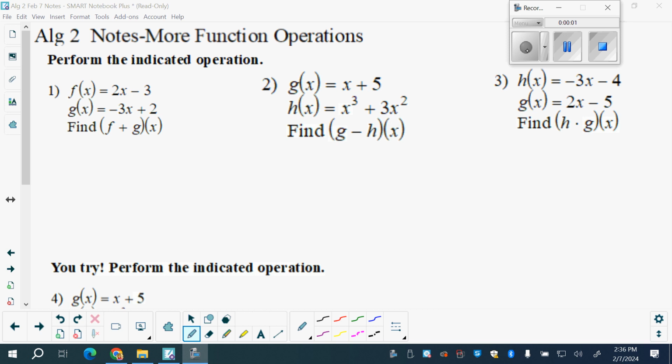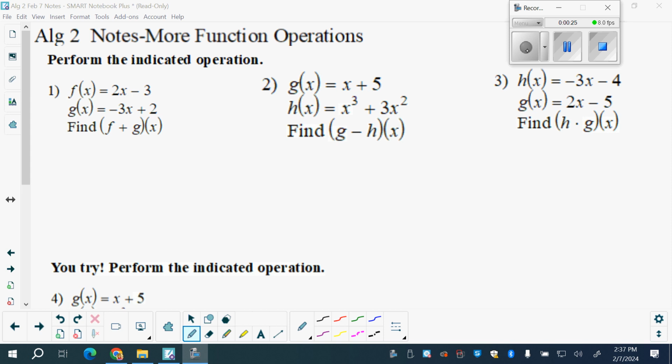Okay, today, second day on function operations. So on number 1 up here, what's different about this one from what we did yesterday? Instead of a number, we have just the letter X here, okay?